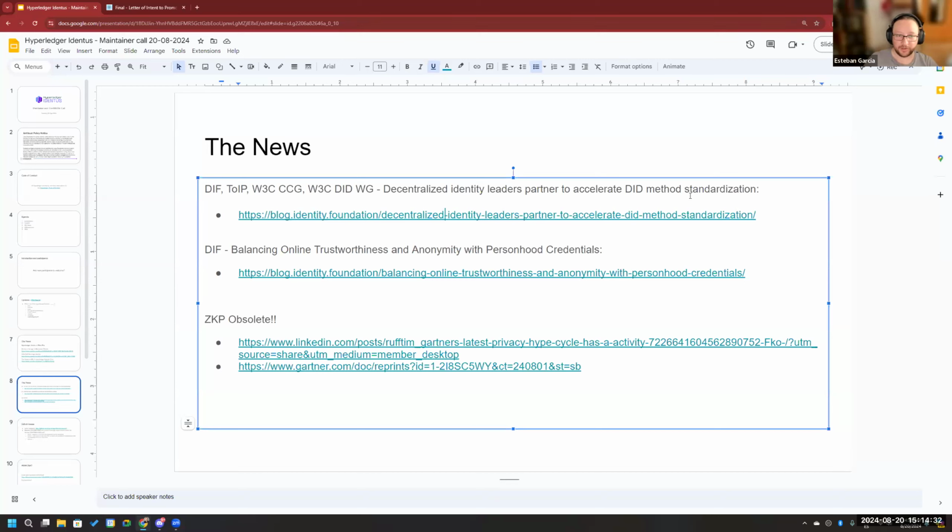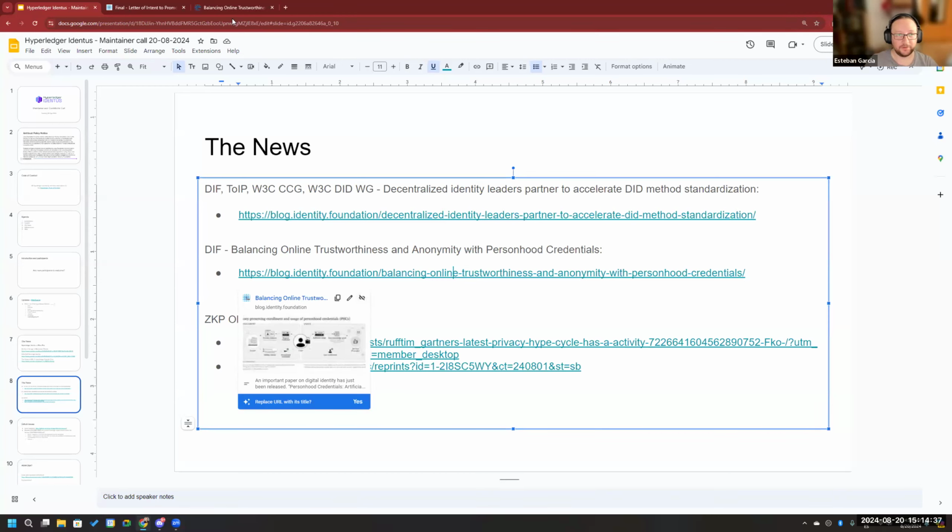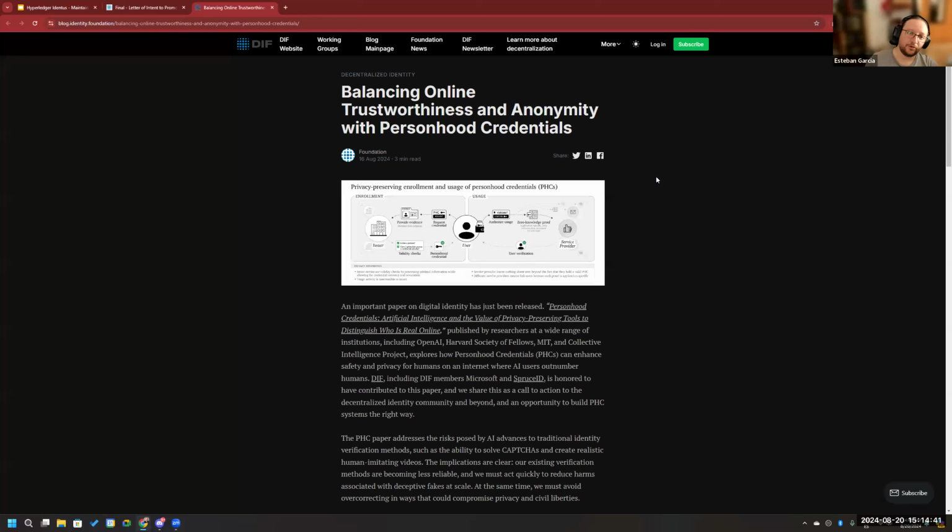The other thing, which I guess is probably going to be the new buzzword in the SSI space in a while, well, in the future. There is this paper that was released by the Decentralized Identity Foundation about the concept of personhood credentials. It looks pretty much like some sort of KYC process, but more general.